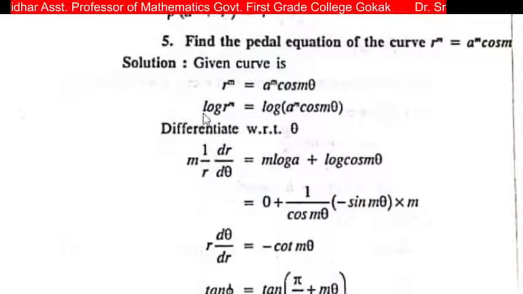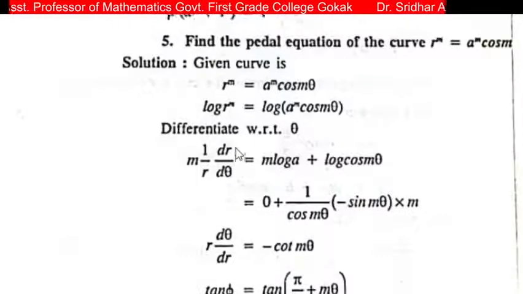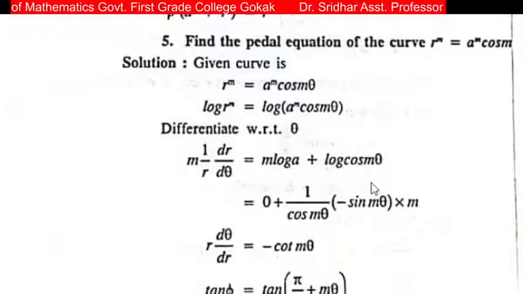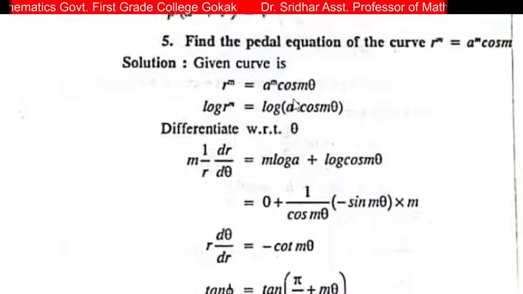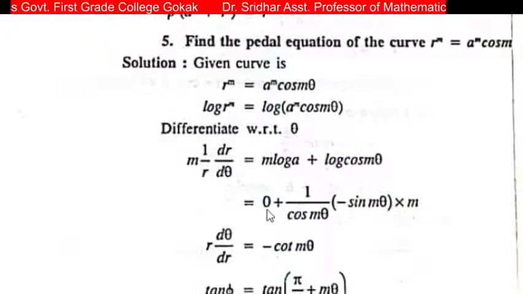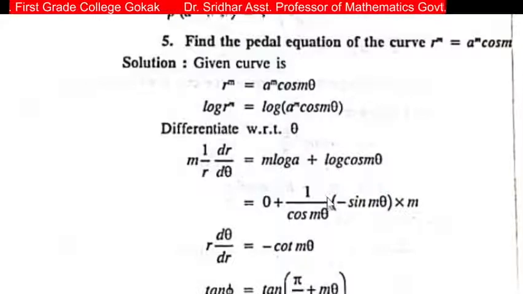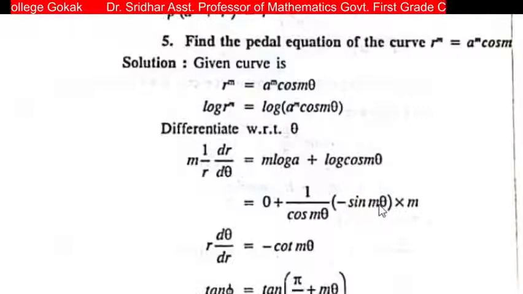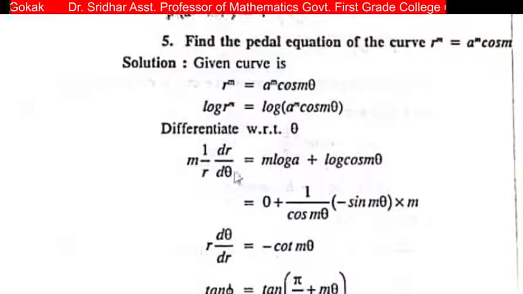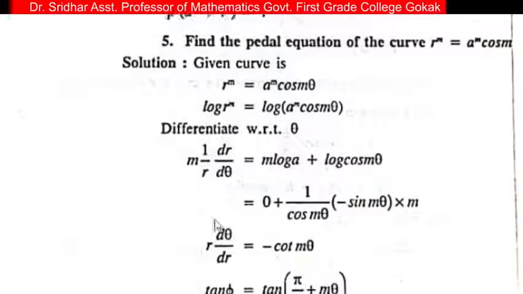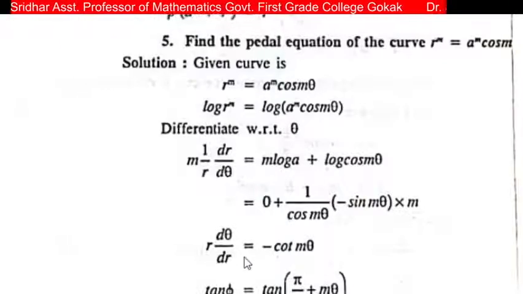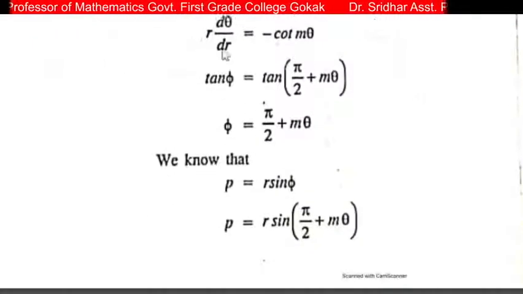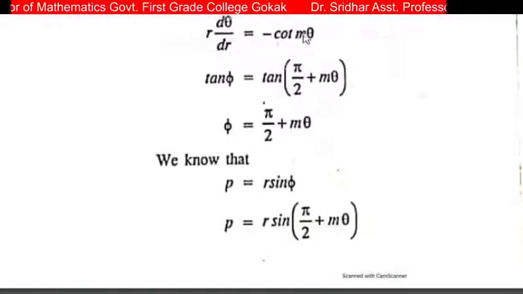Now m log r. So m is constant. Differentiation of log r is 1/r dr/dθ. Next log a^m. a^m is constant, so differentiation of log a^m is also constant, so it is 0, plus this is log cos mθ. So now on differentiating, this gives 0 plus 1/cos mθ. Now again differentiation of cos mθ is minus sin mθ into m. So both sides m and m will cancel. So on reversing this, r dθ/dr is equal to minus cot mθ. This is nothing but tan φ, which is equal to tan of minus cot mθ.